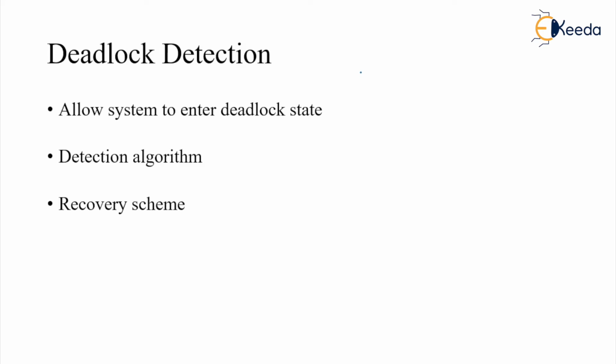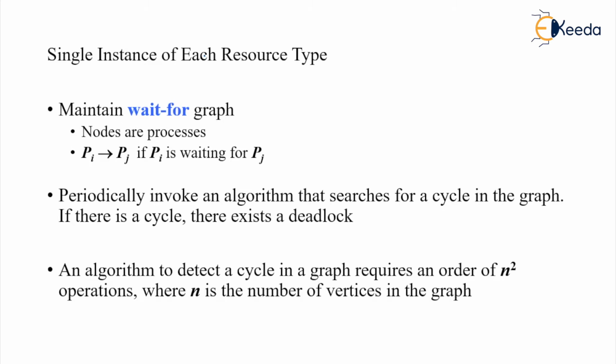It lets the system enter into a deadlock state, and once the system enters the deadlock state, it detects that by using some algorithm and then applies some recovery scheme. Unix systems are basically built this way: let it go into the deadlock, and after that we see whether we can recover. We'll detect it and then finally we'll recover it.